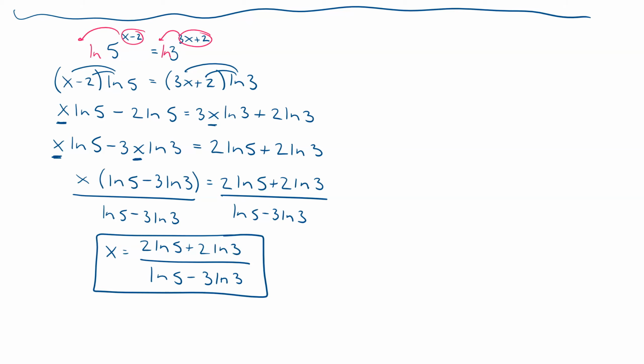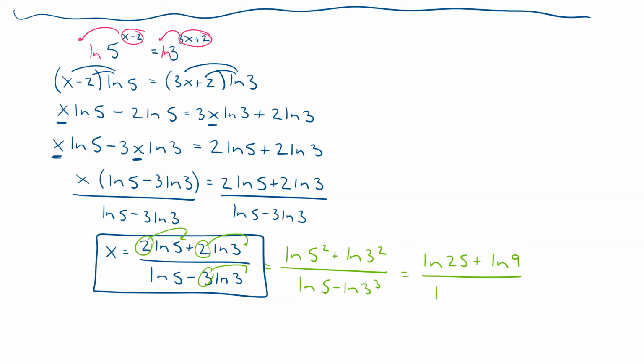Depending on the restrictions they put on the problem, this answer could look very different. Let's say they didn't want coefficients. All these froggies are going to jump up on the loggies. We would end up with natural log 5 squared plus natural log 3 squared over natural log 5 minus natural log 3 cubed, which would then be natural log 25 plus natural log 9 over natural log 5 minus natural log 27.